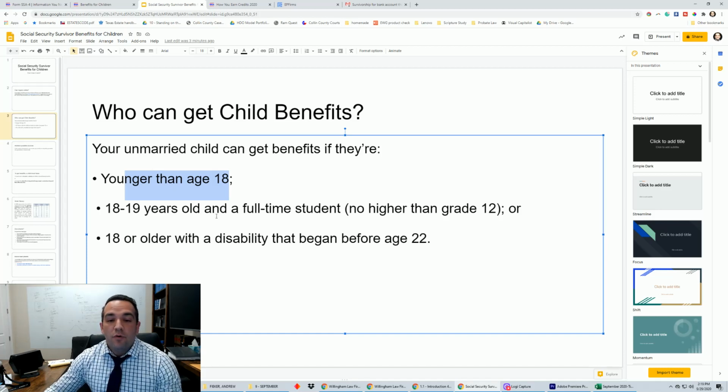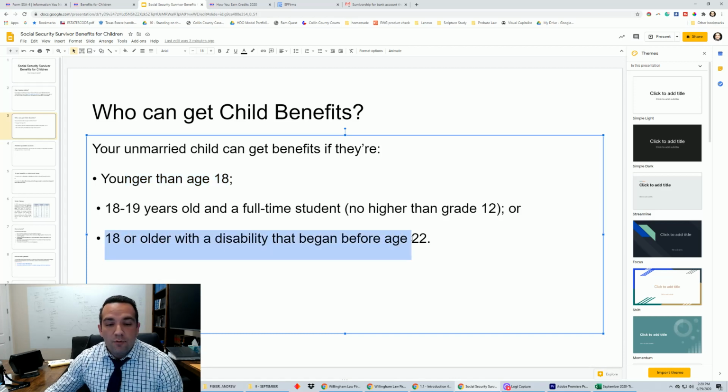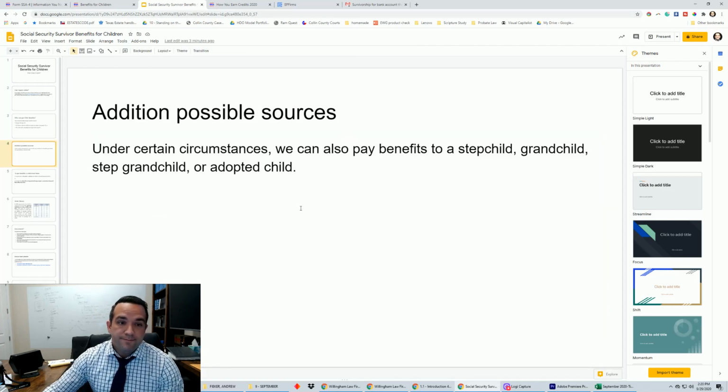18 and 19-year-old full-time students: if they're a student and over 17 and a half, you're going to apply, and they're still a student, then you can apply for benefits. And if they're 18 or older with a disability, they can do it anytime before the age of 22. After 22, you're going to have to switch over to them receiving SSI or other programs, but the government will cover up to the age of 22.